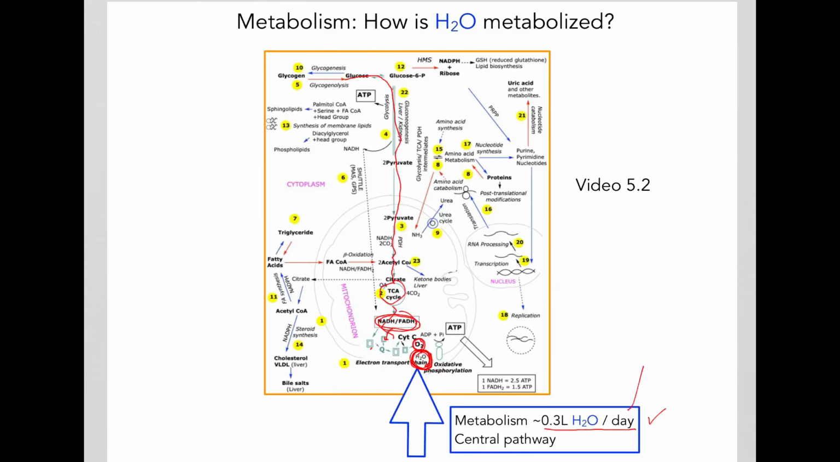Now, this water from metabolism is very important, for example, for animals that live in deserts such as camels. That's why they store a lot of fat in their hump, because the metabolism of the fat is going to release a lot of this water, and therefore they can survive for long periods of time without drinking water.